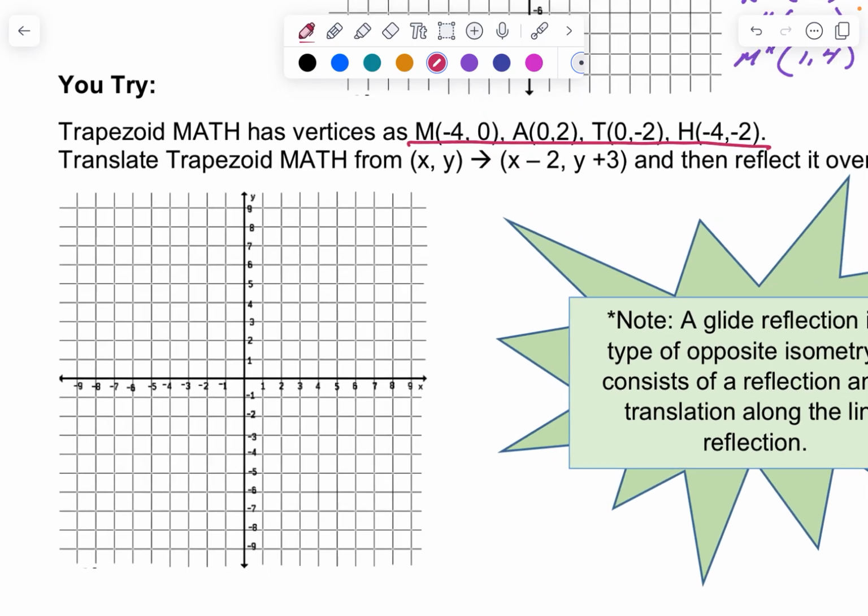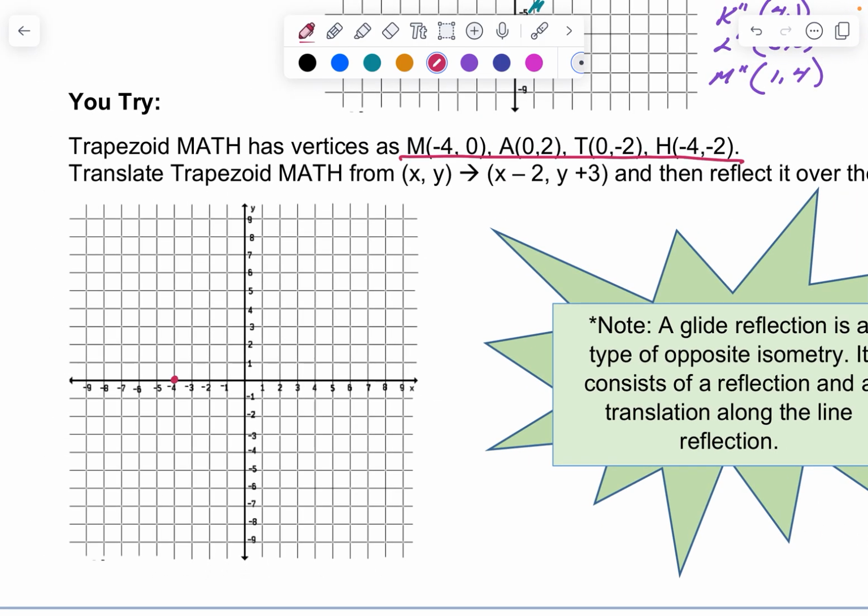So let's go ahead and graph it. (-4, 0), there's my M. A, (0, 2). T, (0, -2). And H, (-4, -2). All right, so it is a trapezoid, which means two sides are parallel. Okay, so we have that.